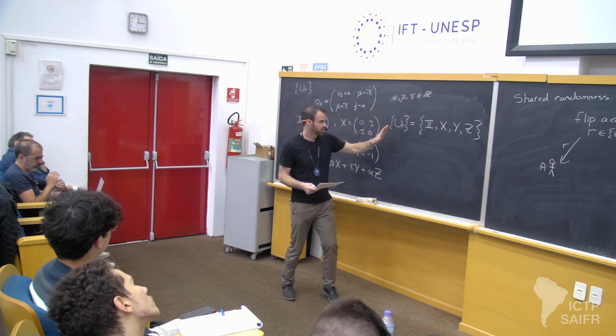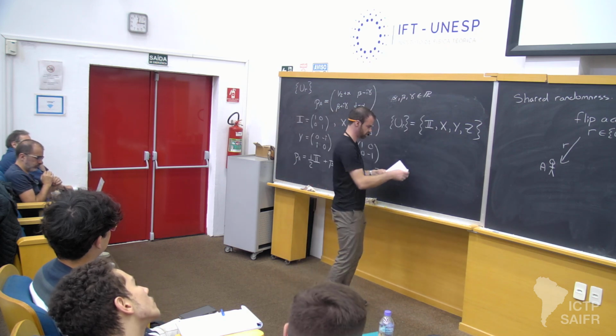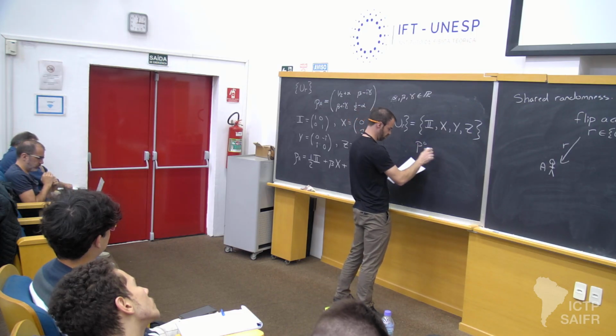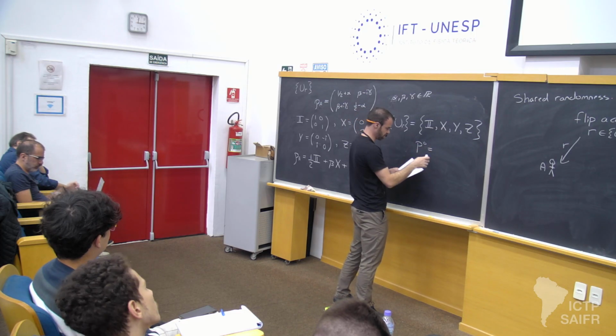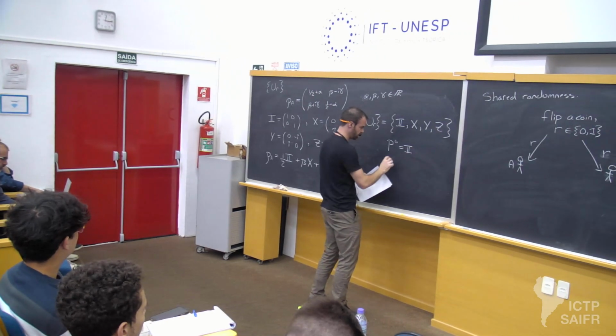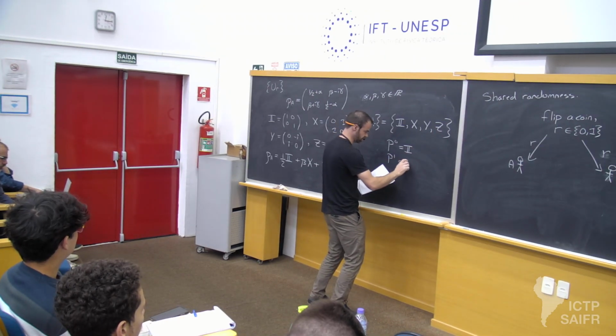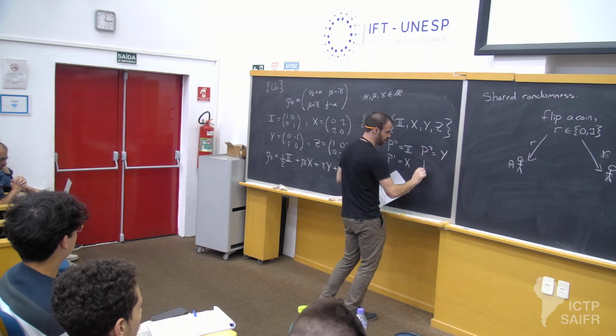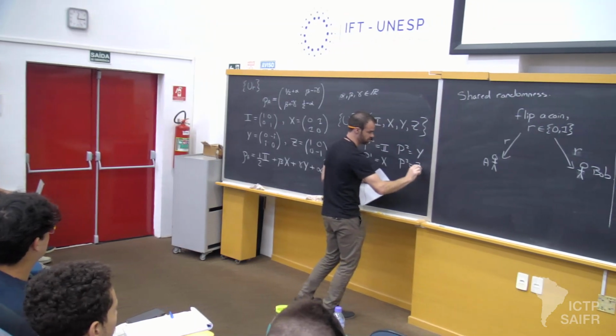To index these more easily, I'm going to use the notation that P0, the 0th Pauli matrix, is the identity, and the first Pauli matrix is X, and the second one is Y, and the third one is Z.